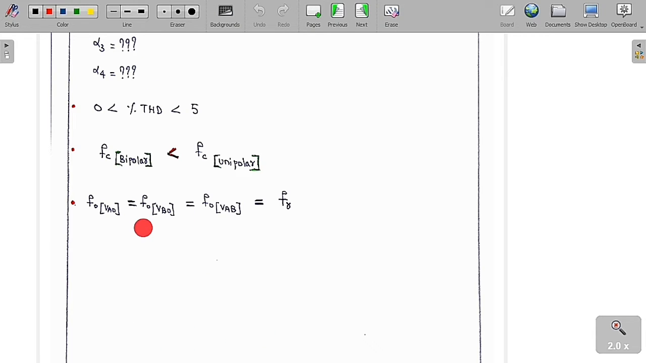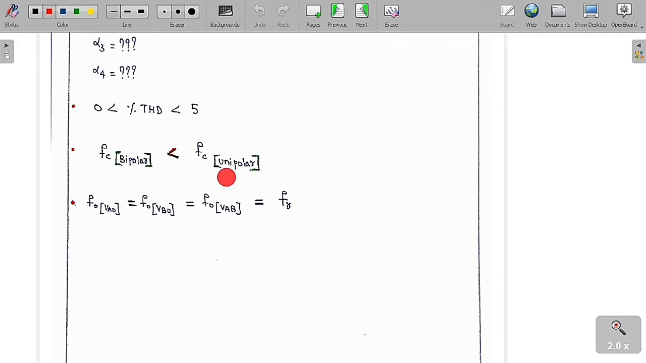And I have already told you one of the basic important principles: the fundamental frequency of the pole voltages VA0 and VB0 is equal to the fundamental frequency of the line voltage. All these are going to be equal to the reference signal frequency. This is a very important point I have already told you. So if you change the reference signal frequency, the fundamental frequency of the pole voltage and the line voltage are going to change. It is equal to the reference signal.